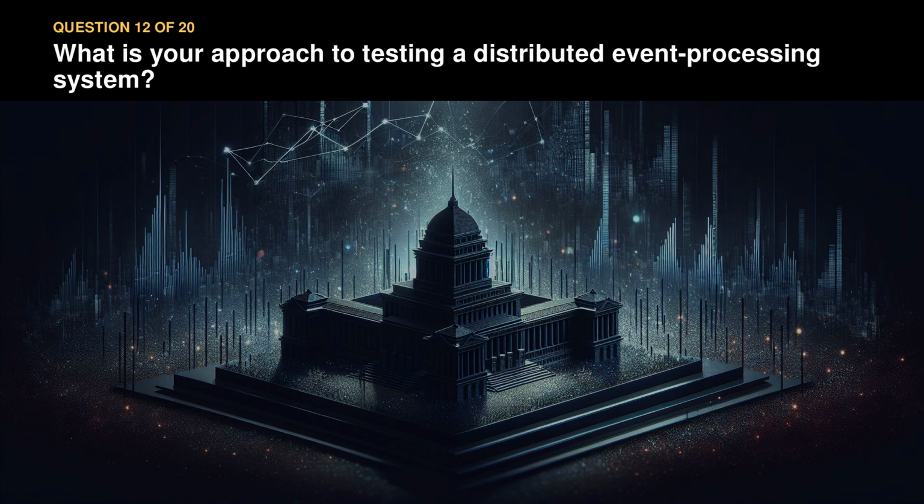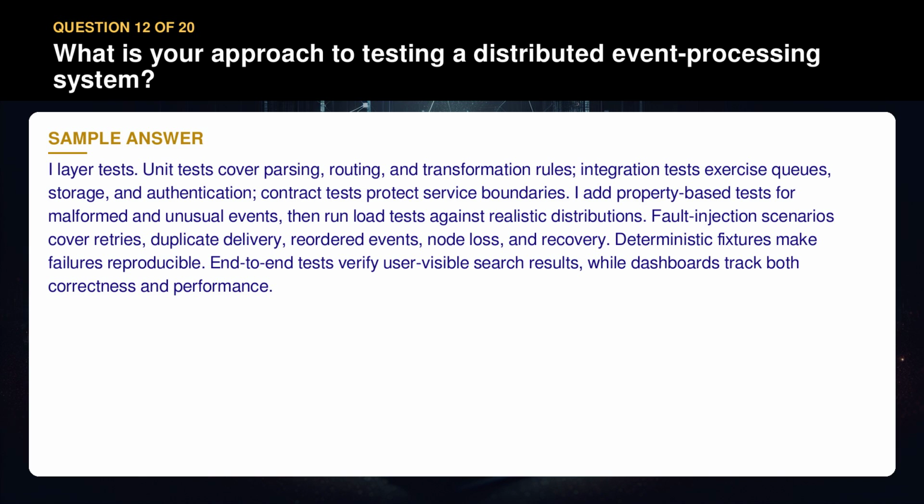Question 12. What is your approach to testing a distributed event processing system? I layer tests. Unit tests cover parsing, routing, and transformation rules. Integration tests exercise queues, storage, and authentication. Contract tests protect service boundaries. I add property-based tests for malformed and unusual events, then run load tests against realistic distributions. Fault injection scenarios cover retries, duplicate delivery, reordered events, node loss, and recovery. Deterministic fixtures make failures reproducible. End-to-end tests verify user-visible search results, while dashboards track both correctness and performance.